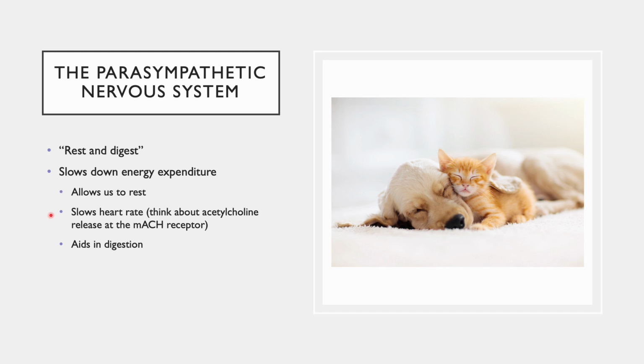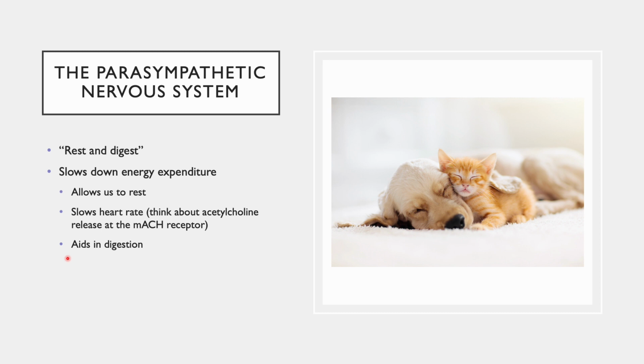Also, a great example of the parasympathetic nervous response is acetylcholine release at the muscarinic acetylcholinergic receptor in the heart muscle. Remember in Otto Loewi's frog heart experiment, when he stimulated the vagus nerve of one frog heart, it increased acetylcholine release and helped slow down the heart rate. Interestingly, this is due to this parasympathetic nervous response.